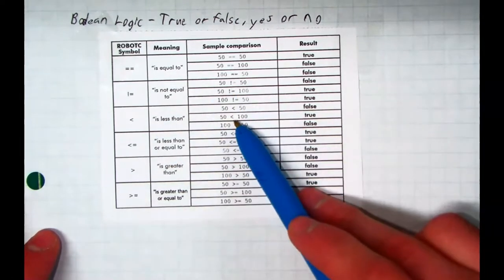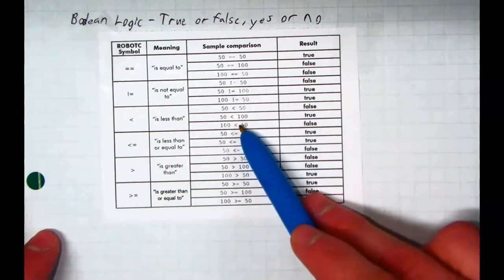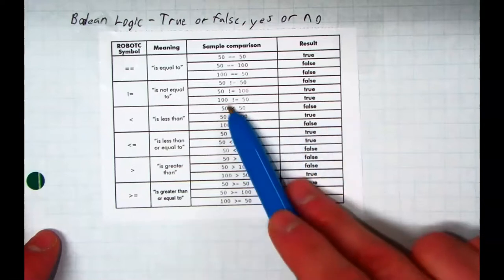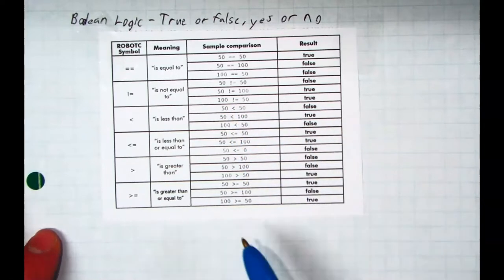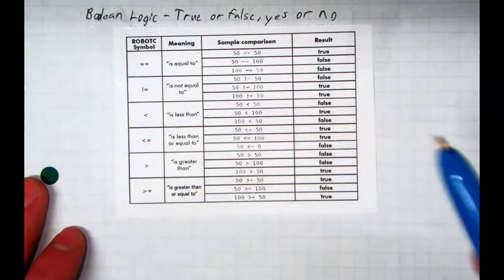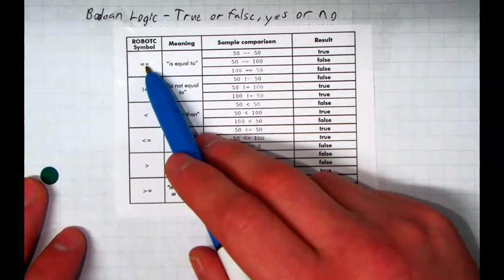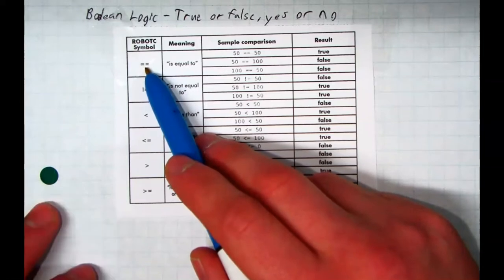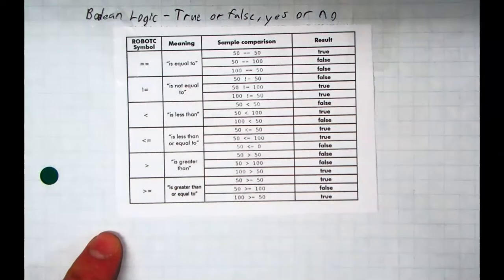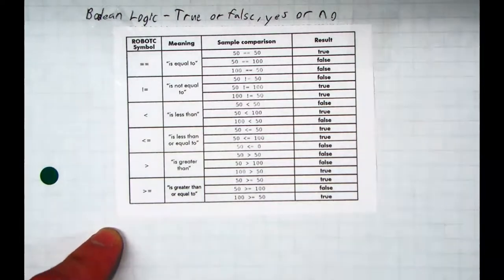But again, is 50 less than 100? Yes. Is 100 less than 50? No. Is 50 less than 50? No. But these symbols, whenever you want to say something's equal to in Robot C, you write 2 equal signs. That's it. You don't write 1, you write 2. So if I want to say while the sensor value of your bump switch is equal to 1, I would say sensor value bump switch equals 1.